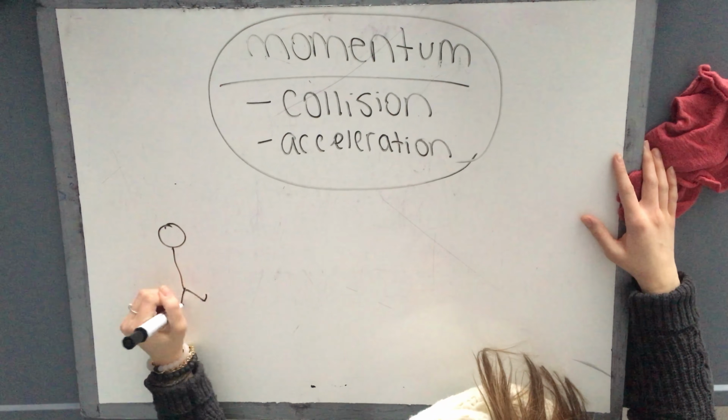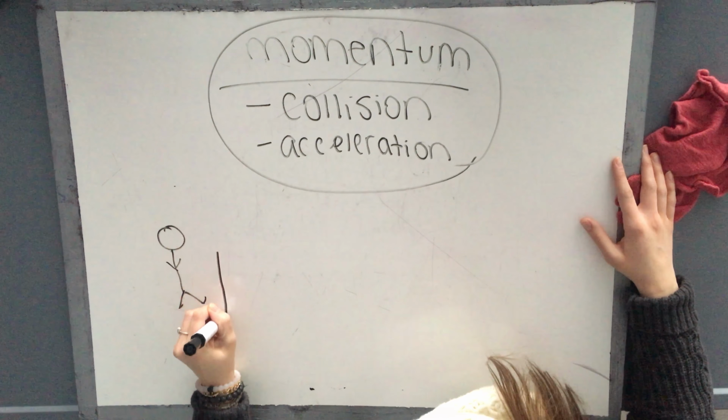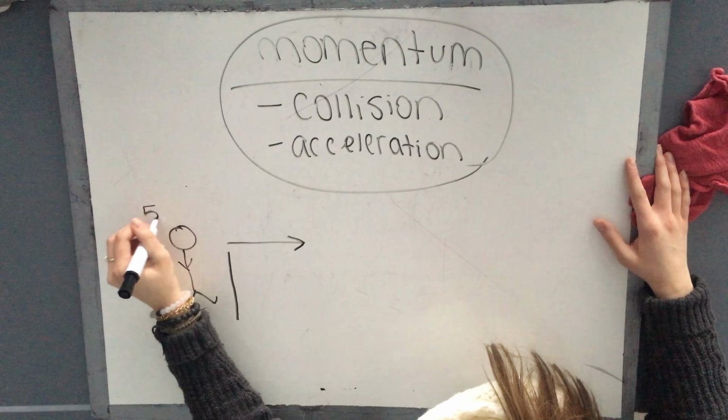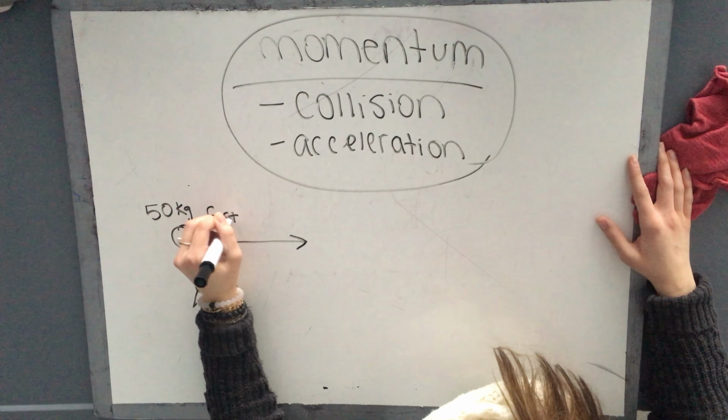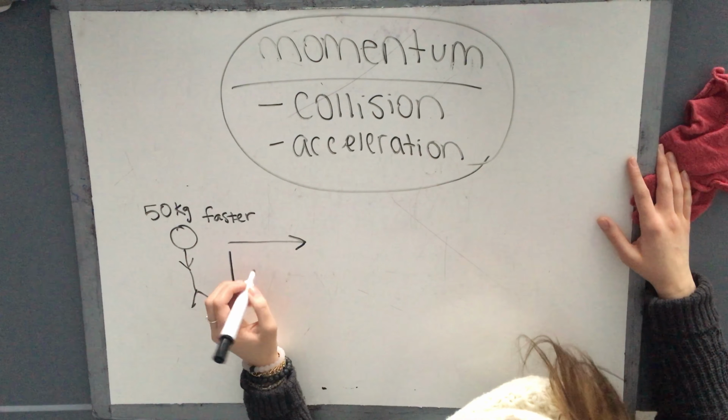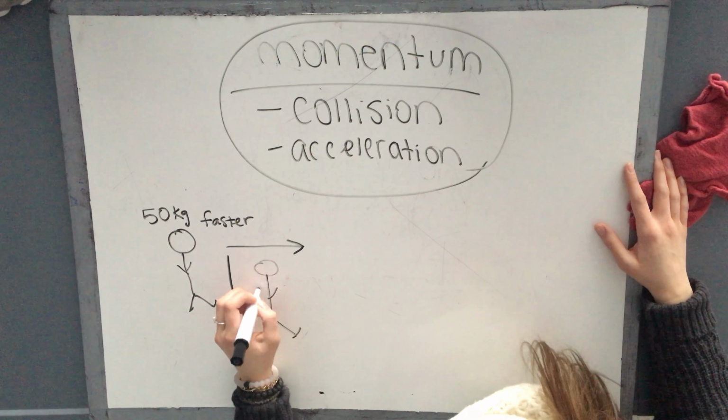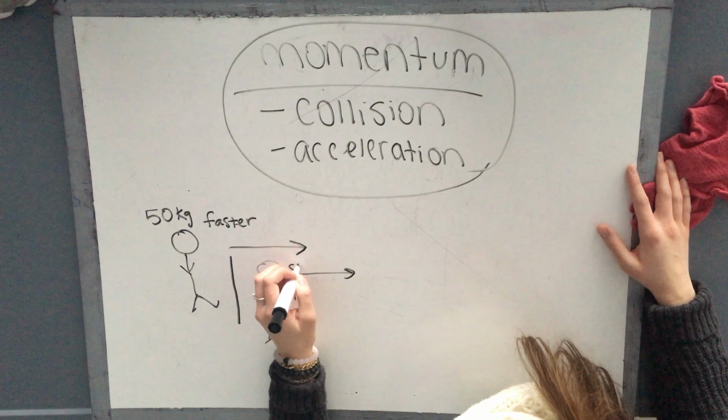Now, we're going to use the concepts of momentum, collision, and acceleration. We're going to have a 50-kilogram wide receiver that is faster than a 20-kilogram cornerback use his momentum to beat the cornerback.